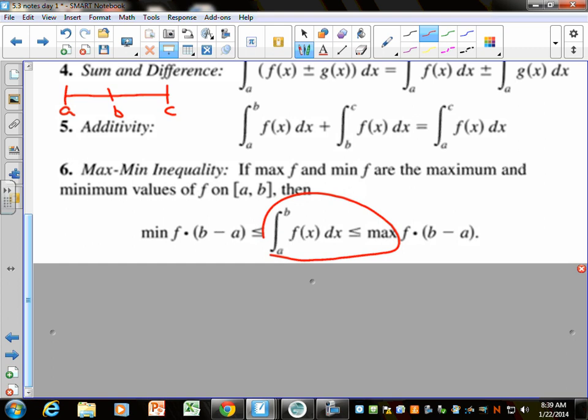Yeah, kind of like the left and right endpoints, not endpoints. It would be like the minimum being the lowest value and the maximum being the highest value, right?